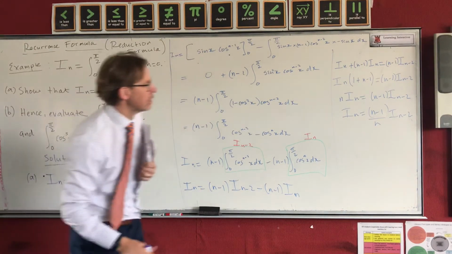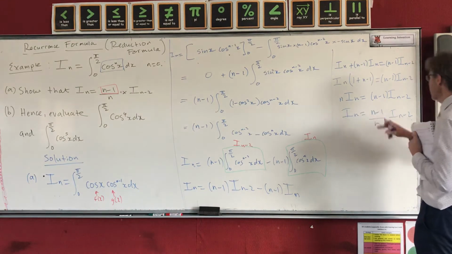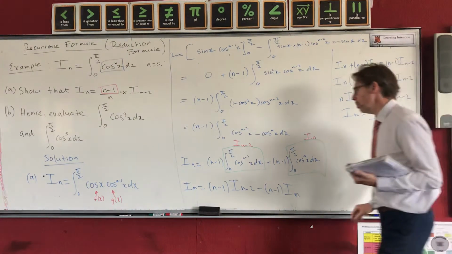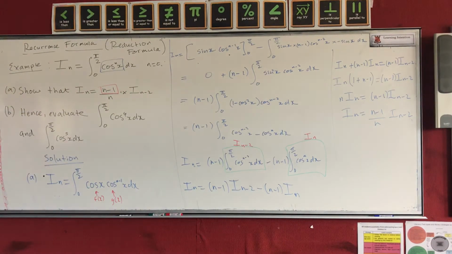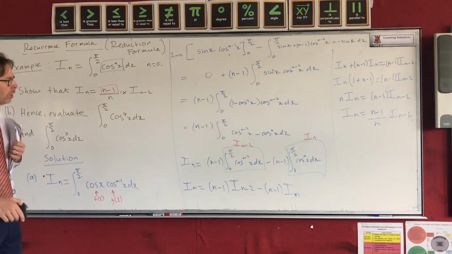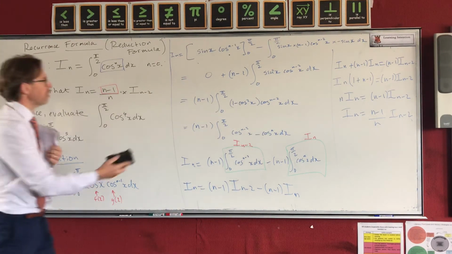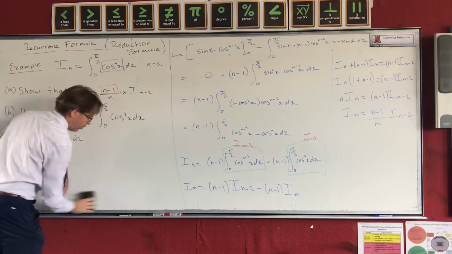That's all good. So no need for those brackets there. That's all done, so that's part A. Now part B is evaluate these two integrals using our reduction formula. So let's do that. Make sure you copied all that down, and let's have a look at part B.